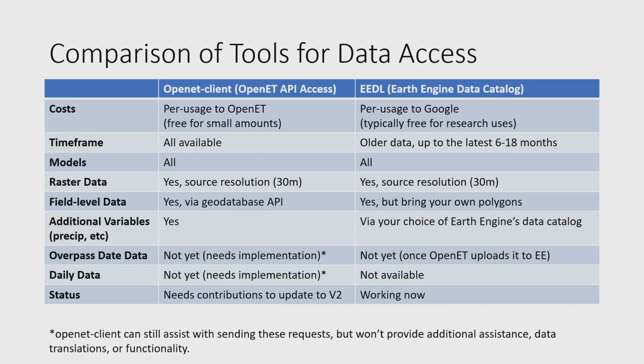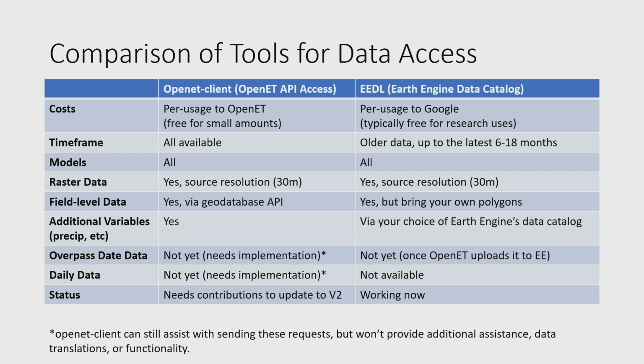So just a quick comparison before wrapping up. I wanted to outline the use cases for each of these. They're both under basically per-usage models in terms of costs. Each one has some sort of free tier. You already know about the OpenET API. Earth Engine's typically free for research uses, but for people at other agencies or commercial uses, you pay per use for exports, but it's pretty nominal.